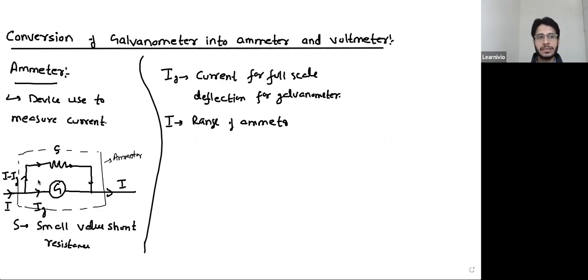Now, the next task is to calculate this shunt resistance. I is the range. The total current that we are passing through this galvanometer is I. Out of I, Ig is passing through the galvanometer, so we are left with I minus Ig. That I minus Ig will pass through this shunt. This is the current that is passing through the shunt.